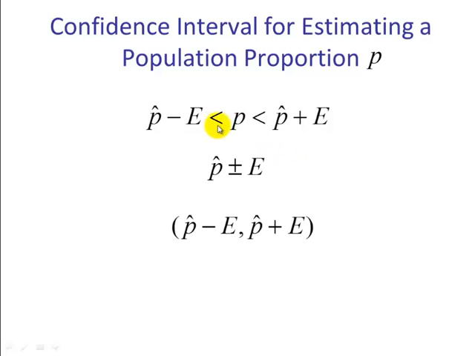If we look at it, there are actually three ways we can write a confidence interval. We can say p hat minus E is our lower bound, p hat plus E is our upper bound, so we can write it as an inequality. We can write it as a point estimate plus or minus a margin of error, and we can write it in interval notation: lower bound, comma, upper bound.